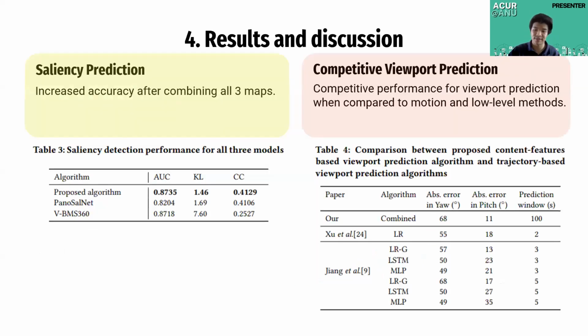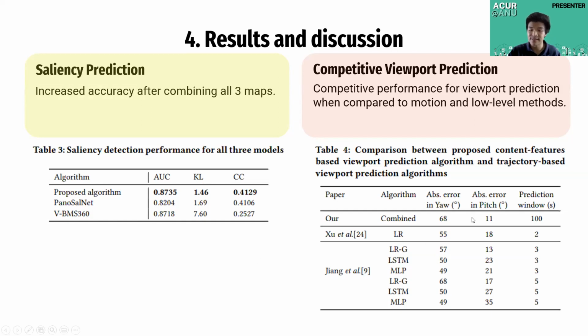So let's look at some of the statistics here. Currently we have saliency prediction, and saliency prediction uses three key metrics: AUC, KL, and CC. The higher the AUC score, the better; the lower the KL score, the better; and the higher the CC score, the better. We find that our particular algorithm performs better than traditional methods across all three metrics. And with viewport prediction performance, we find that our error is actually quite comparable and within the range of the top state-of-the-art algorithms right now.